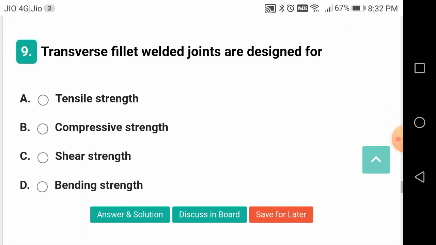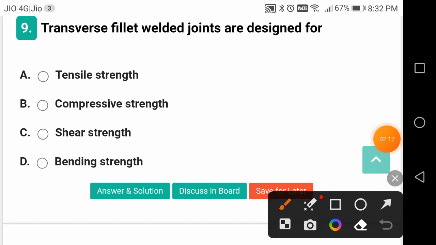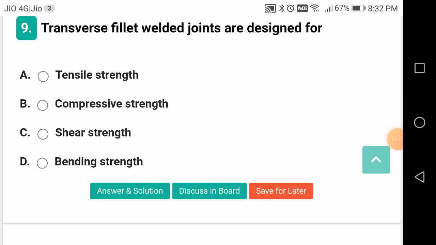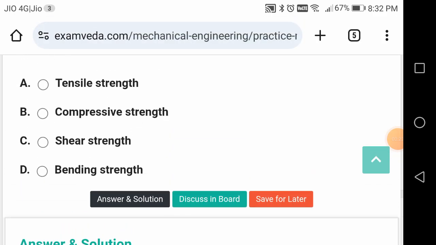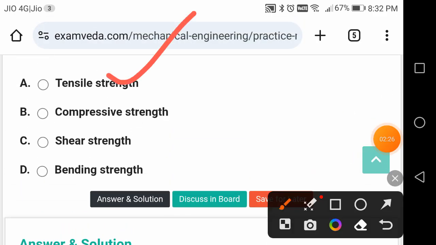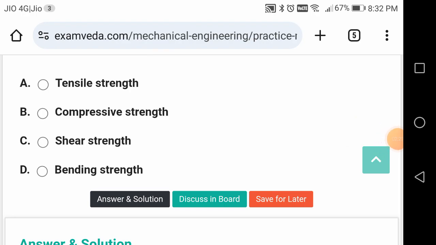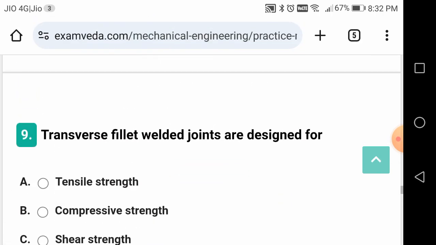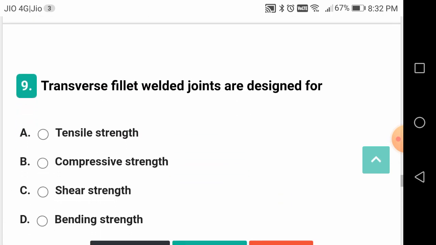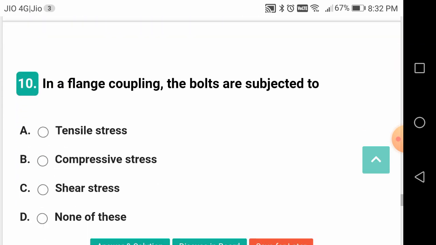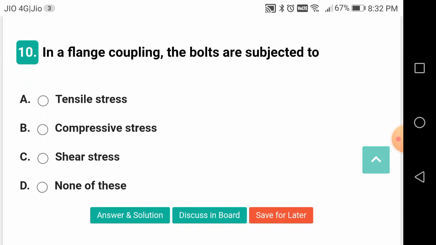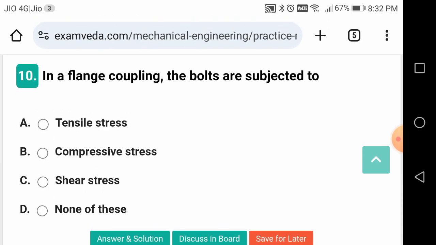Transverse fillet welded joints are designed for which type of strength? This is a very good question, friends. They are designed for tensile strength. Your welding joint may fail under tensile load or even shear load. So here it is tensile strength, transverse fillet weld. Parallel fillet welds are designed for shear stress. That's the reason, right? If there are parallel fillet welds and transverse fillet welds, your welded joint should be designed for both.